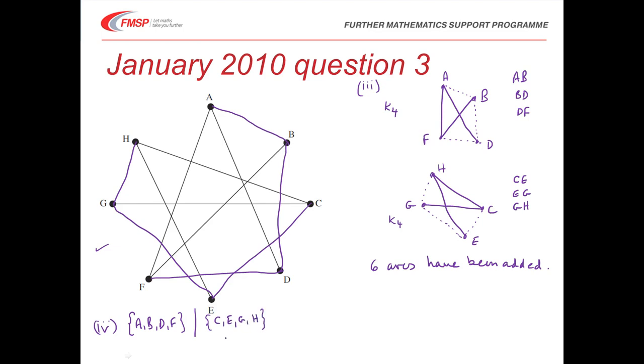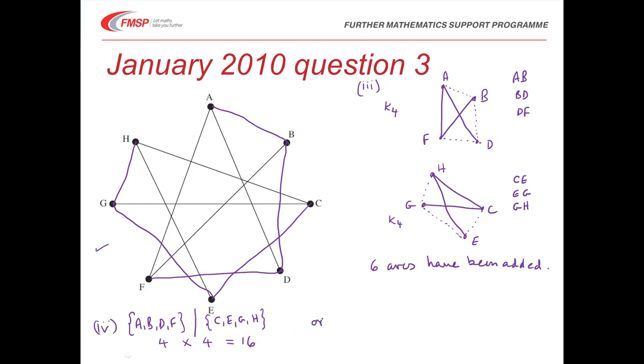So if I want to draw a new graph where edges are only drawn if they connect something from this set to something from that set, well, how many ways can I do that? There are 4 choices for a vertex from this set and 4 choices for a vertex from the second set. I think there's 16 possible edges.